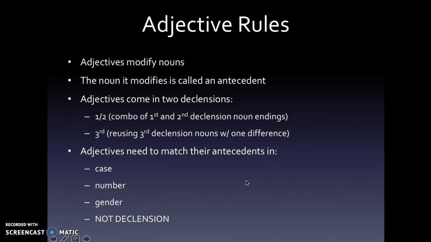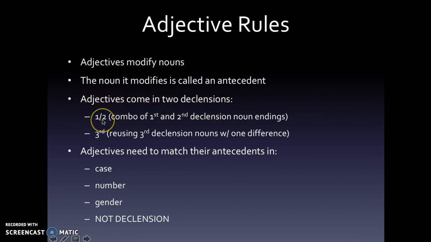There are some very important adjective rules that you should know. Definitely take out your notebook and copy these down. First of all, adjectives modify nouns. The noun it modifies is called an antecedent. Adjectives come in two different declensions.